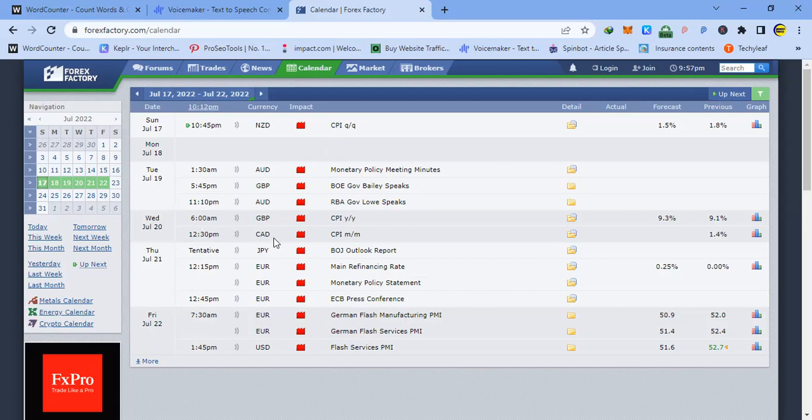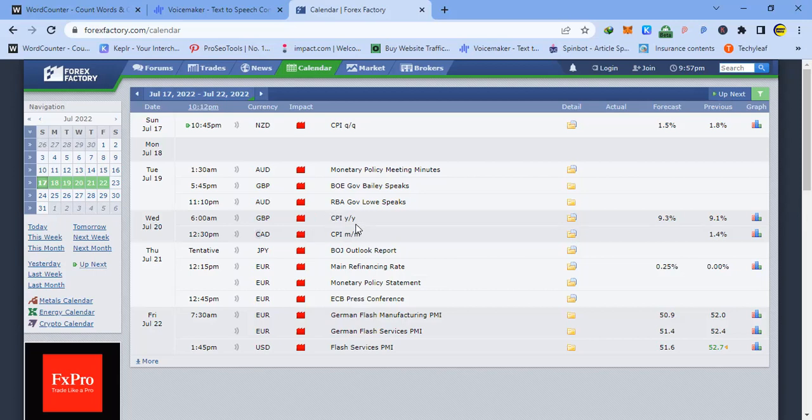My main concern is going to be on Wednesday, where we have the CAD news over here. That is the interest rate news on CAD. I'm going to see what is going to happen on that, because you guys know my interest in USD CAD is also there. Then same Wednesday around 6 a.m. I'm going to look at what is going to happen to GBP USD, because of the interest news.